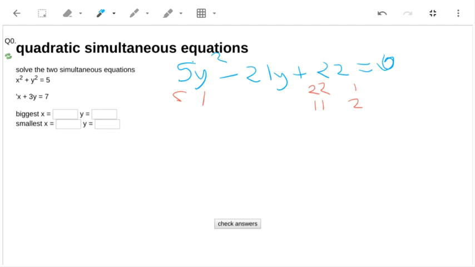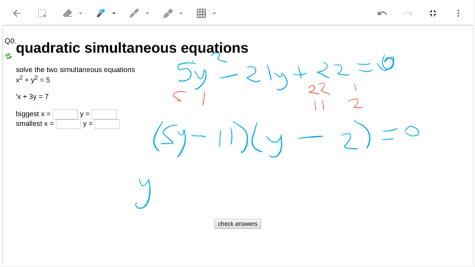I notice that 5 times 2 gives me 10, and 11 times 1 gives me 11. So 5y times 2 and y times 11. And since I've got a minus 21 and a plus 22, they're both negative. Just check that works. I've got minus 10y and minus 11y. So the solutions are y equals 11 over 5, which is 2.2, and y equals 2.